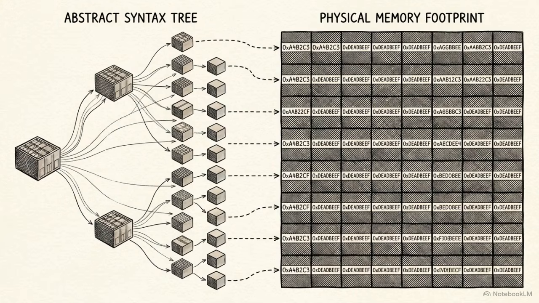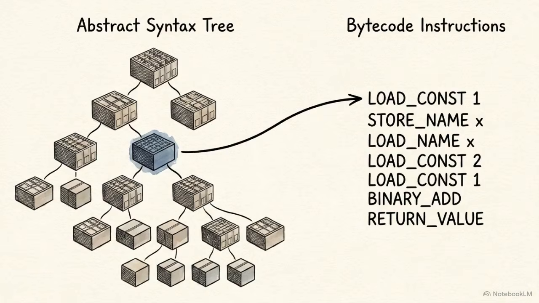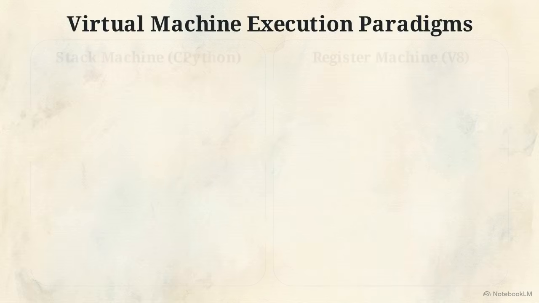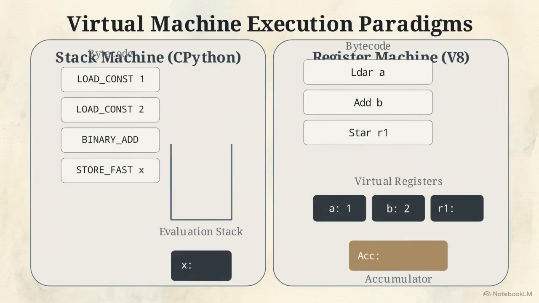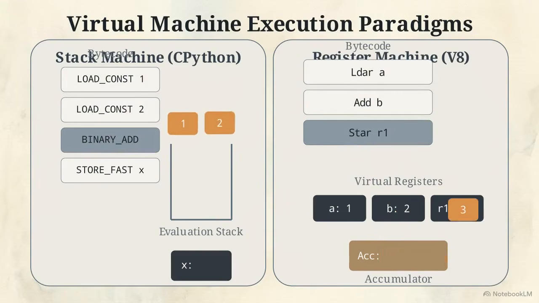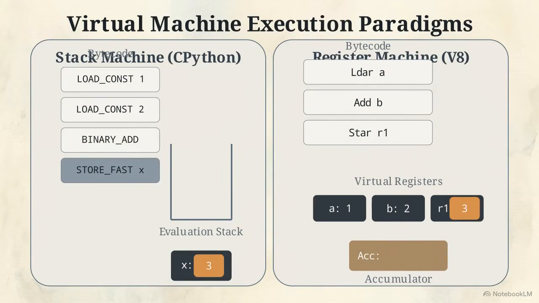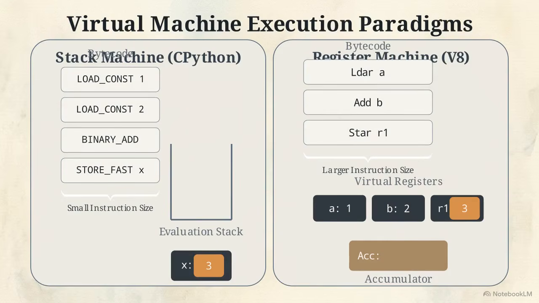This AST serves as the rigid memory foundation required to cross the first abstraction gap before the compiler can generate executable bytecode. The runtime traverses the AST to emit bytecode, which executes on a simulated virtual CPU. This internal engine manages the computational state and dictates how the program actually runs. Virtual machines fall into two architectures: stack machines like CPython and register machines like V8's Ignition. CPython's stack machine pushes values onto an evaluation stack and pops them for calculations. This keeps bytecode small, but requires more operations to complete a task.